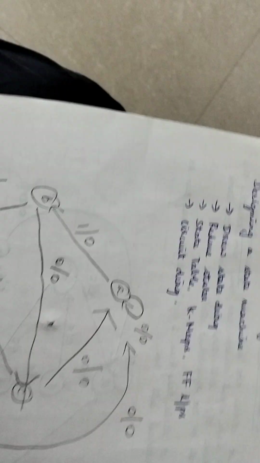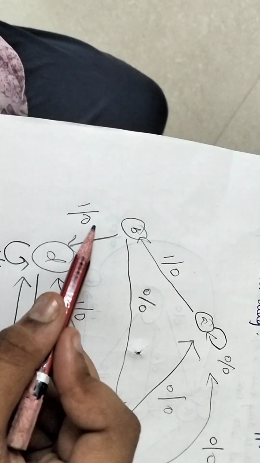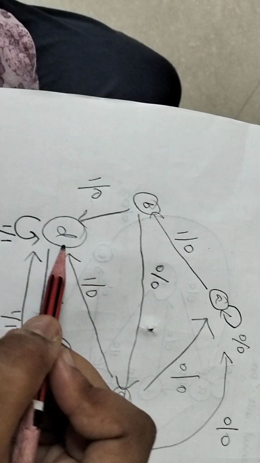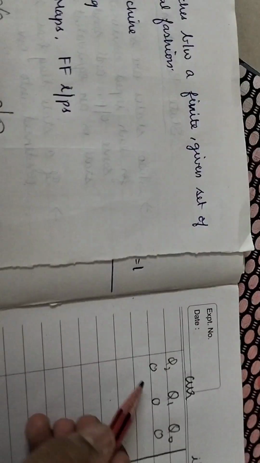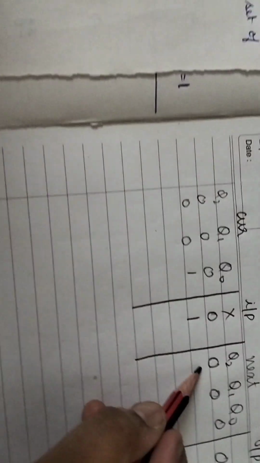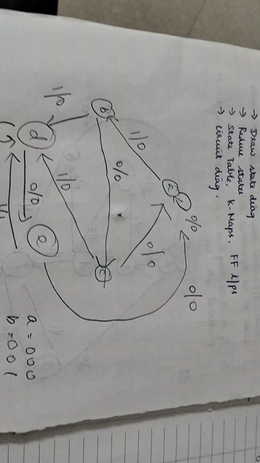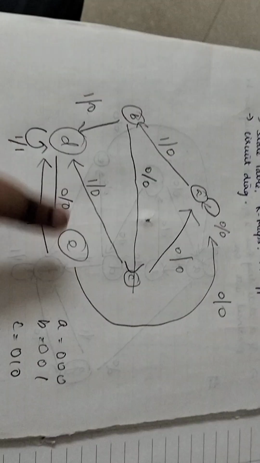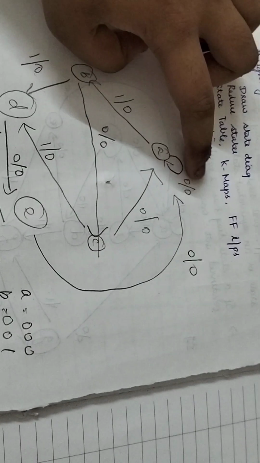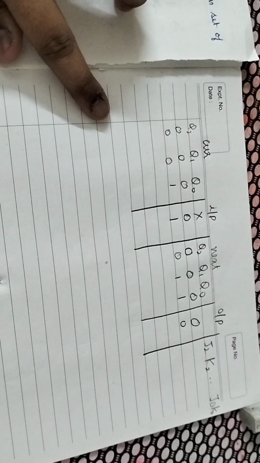Similarly, if the current state is B and I give an input of 1, it goes to D with an output 0. B is 0, 0, 1, input 1, it goes to D, which is 0, 1, 1, with an output 0. Similarly, you have to fill in the values for these columns for all possible states. So you have 5 states, and from each you will have an input 0 or input 1. So 5 into 2 is 10 entries in this table, 10 rows.